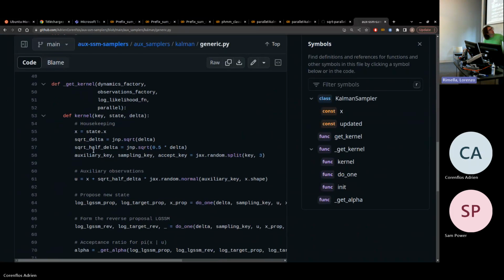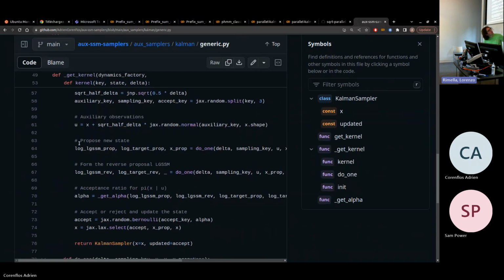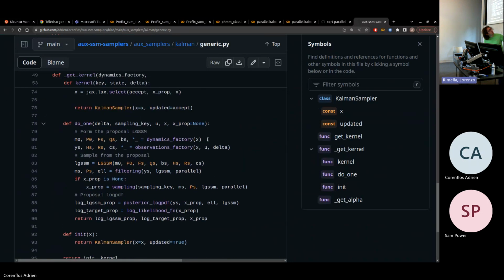So the way you do it is, that's essentially how you code it. You sample your auxiliary variables, right? Then you linearize your dynamics, linearize your observations. There are more complex ways of forming that proposal, but linearization is easy to think of. This is just a container for the linear Gaussian state space model, essentially a tuple.